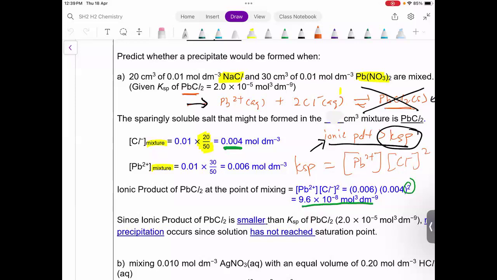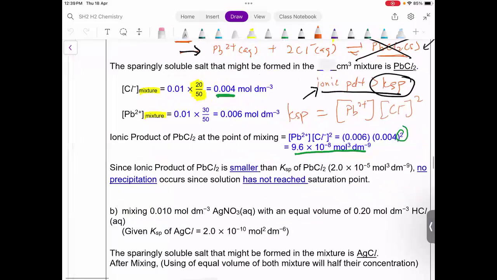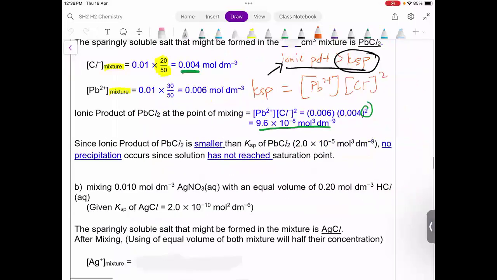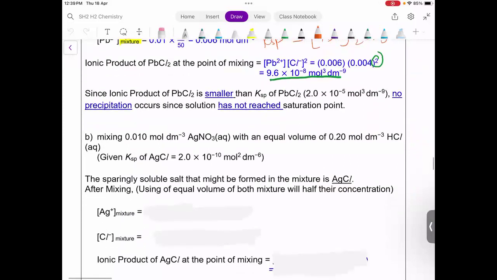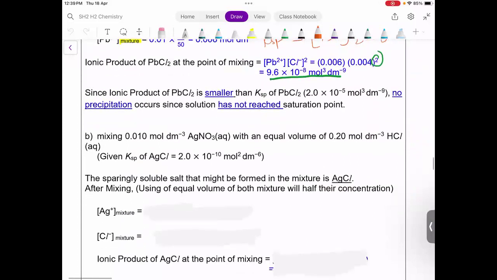When you add equal volumes of the soluble salts together, what do you need to consider? What do you need to be careful of? Yeah, there will be dilution. Part B is actually even more straightforward because you are told that it's equal volume. So once you have equal volumes added to each other, what will happen to the dilution?